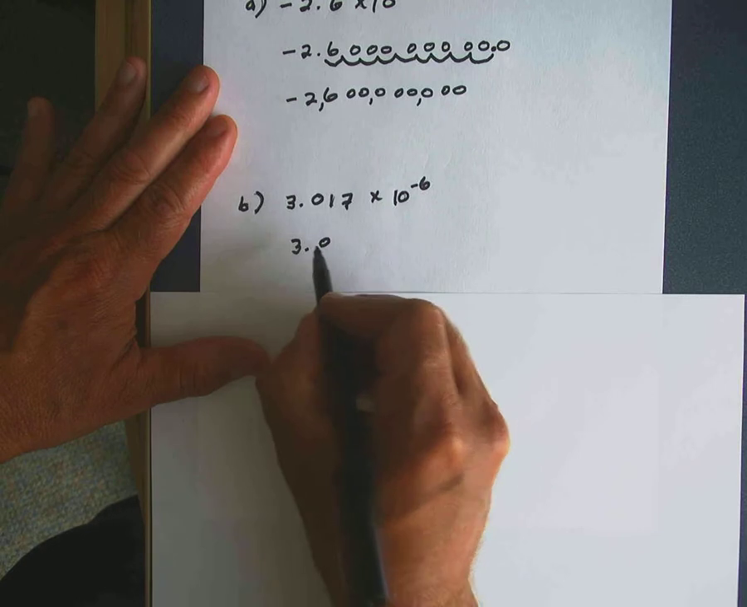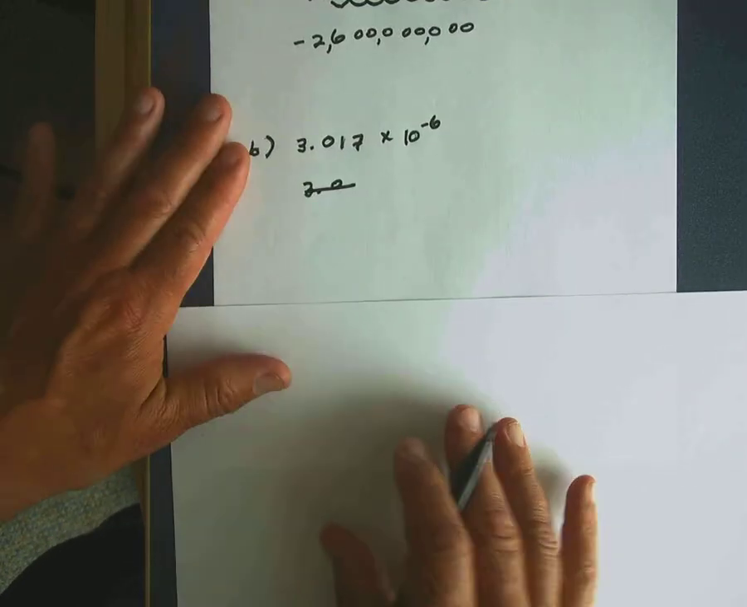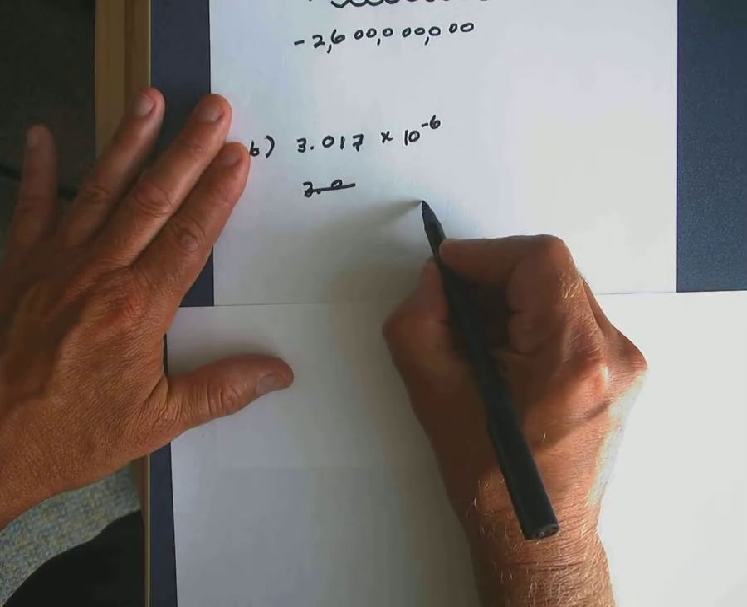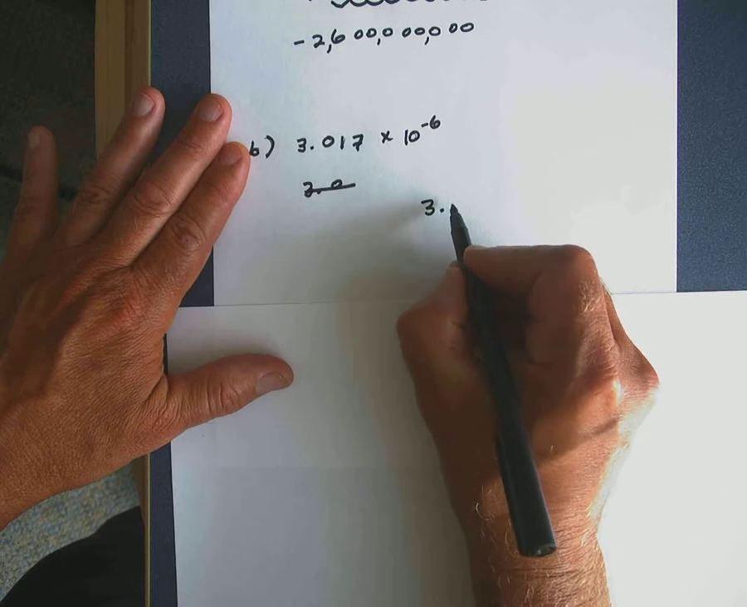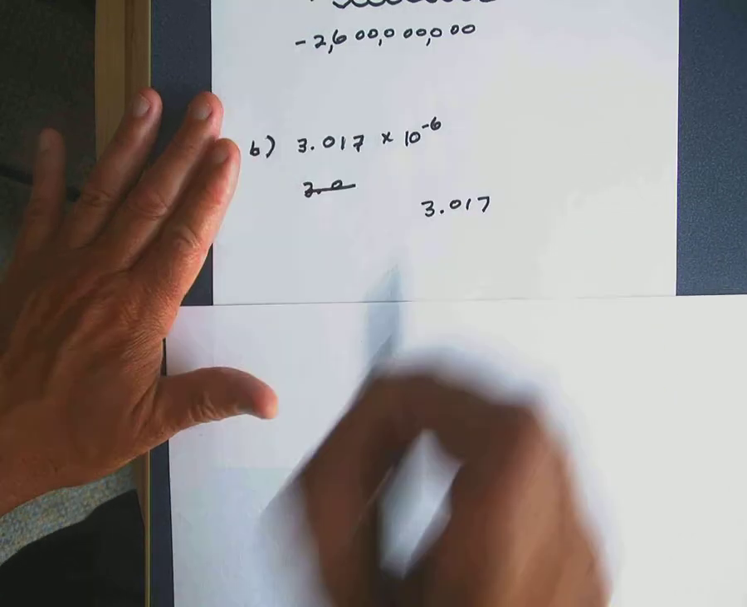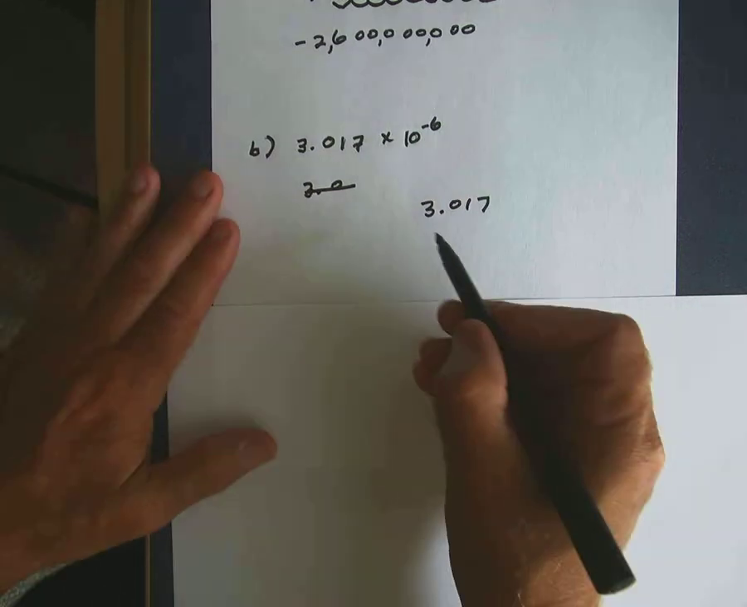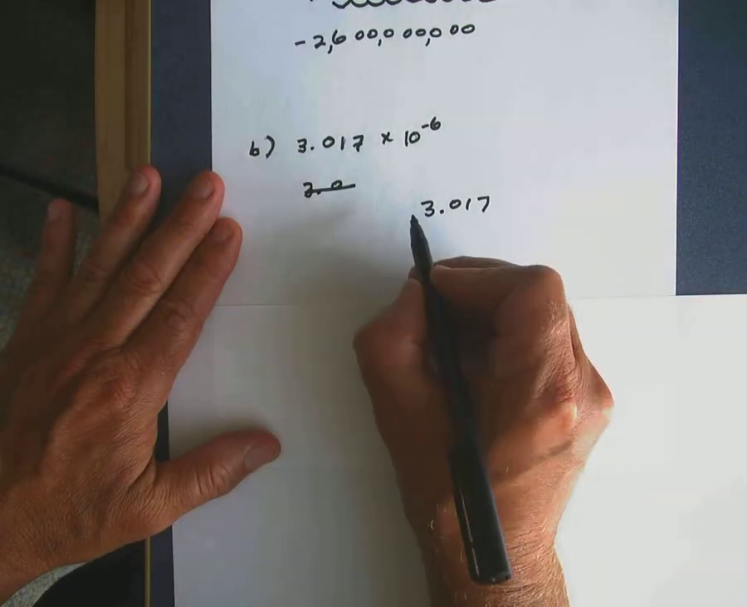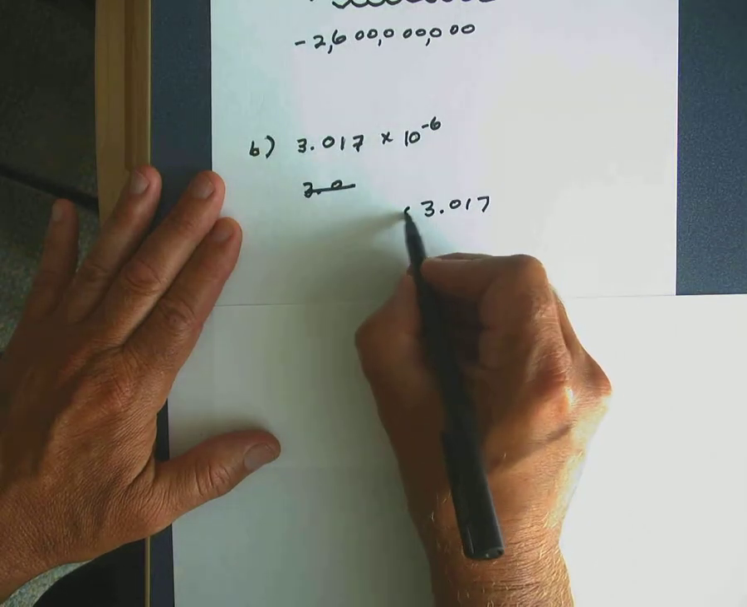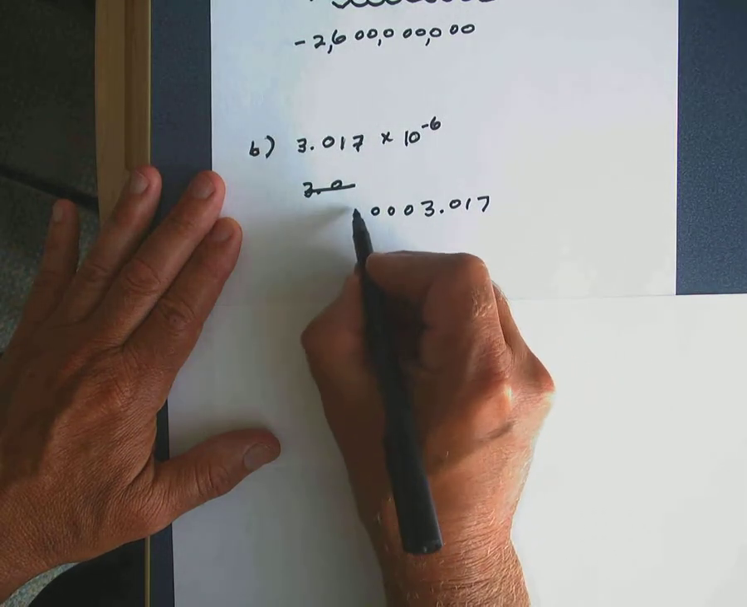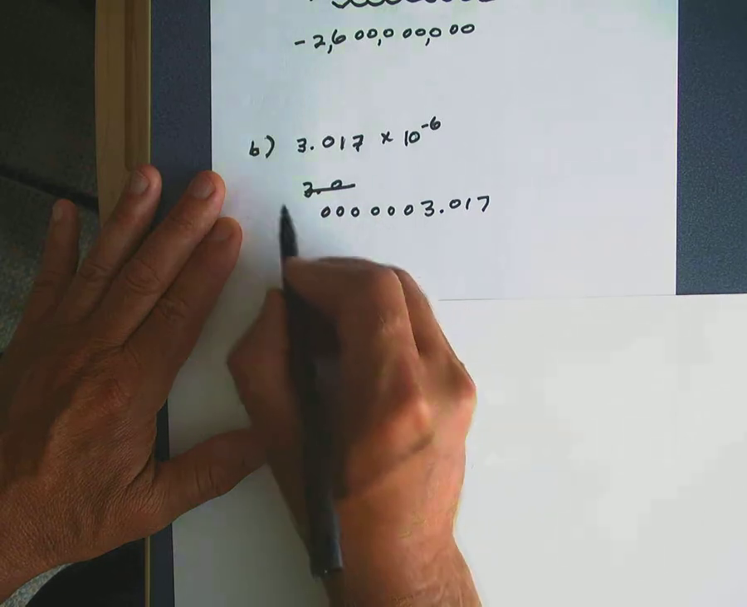So let's write 3.0. Actually, excuse me, I'm going to leave some space in front. Leave some space in front and write down 3.017. And then I like to add a number of zeros to the front because the decimal point is going to be moving to the left. So let's add 6 zeros to the front of it. 1, 2, 3, 4, 5, 6.